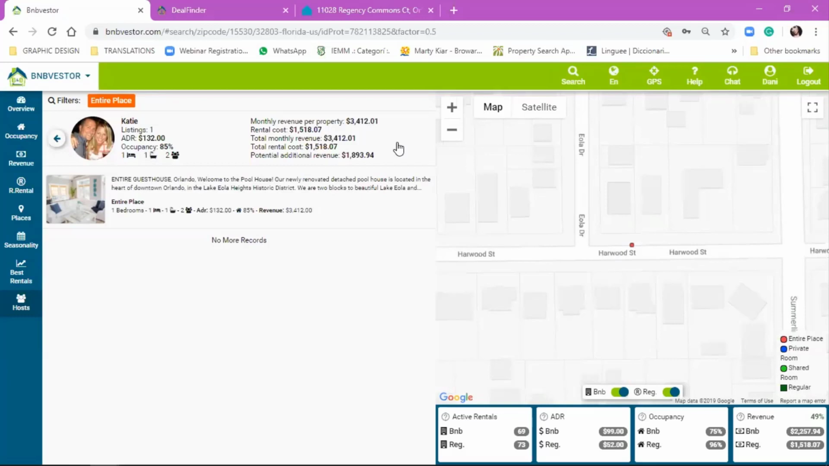Then we have the rental cost of 1,500. If you subtract that, you are going to get a potential additional revenue of $1,893 only for this property, guys. She has a property of 1 bedroom, 1 bath, it's a relatively low average daily rate, and she's getting a very good potential additional revenue, okay? So this is it for this example.